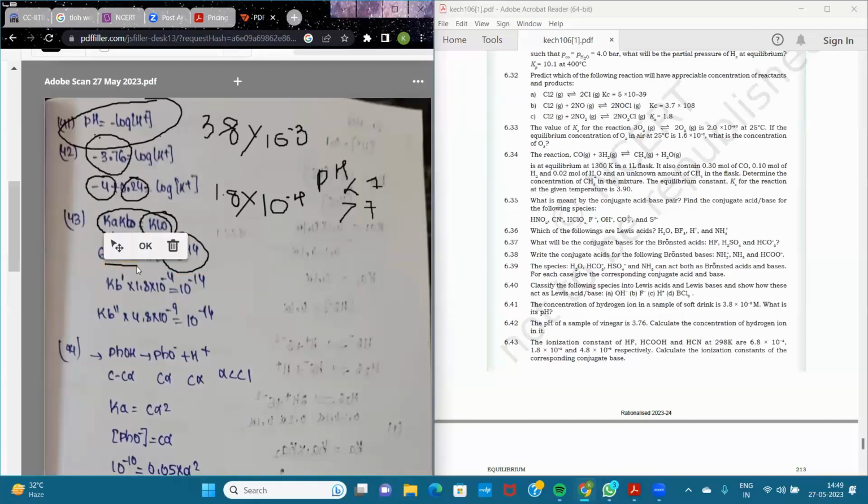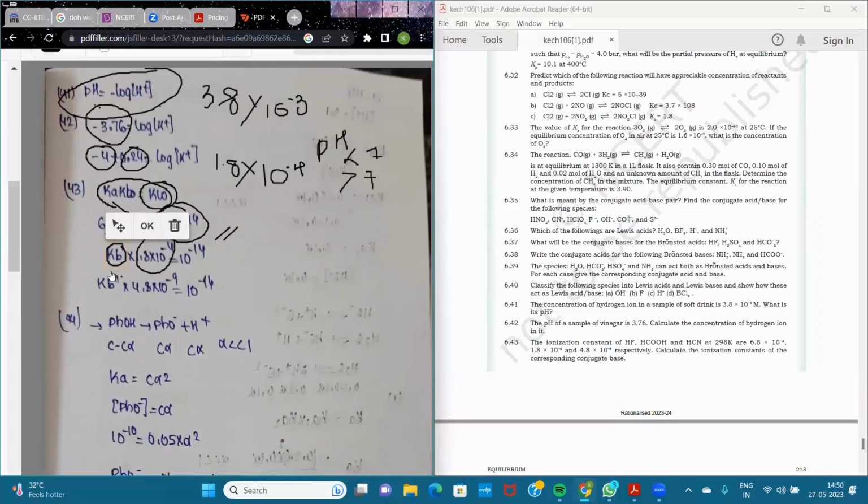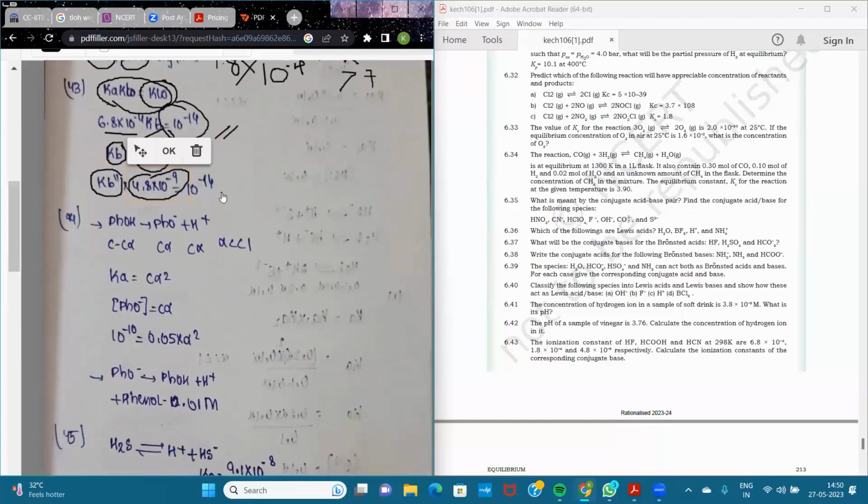So we'll use that value. Ka is 6.8 into 10 power minus 4 for the first acid, and we can find Kb from the relation. For the second acid, the Ka is given as 1.8 into 10 power minus 4. We'll substitute it in place of Ka and we'll get Kb for the conjugate base of this acid as well. And by substituting the Ka value of the third acid, we'll get the Kb value of the conjugate base of the corresponding acid. Remember this relation. It's very useful.